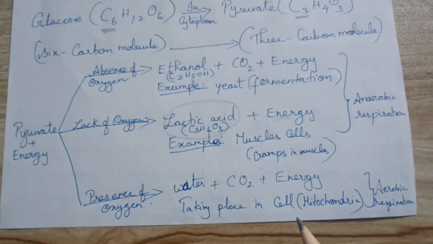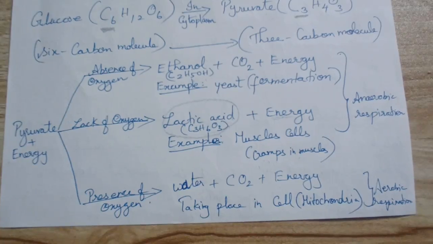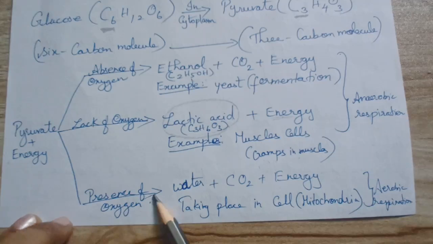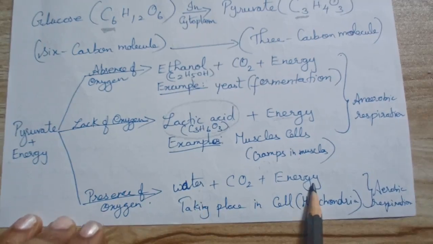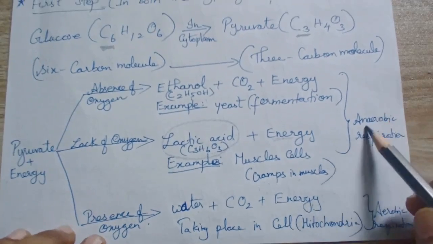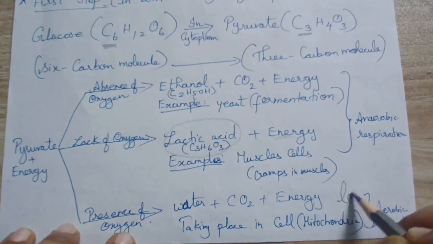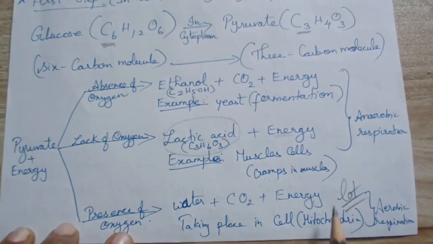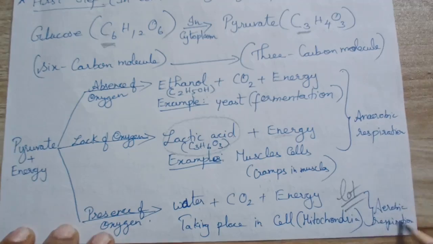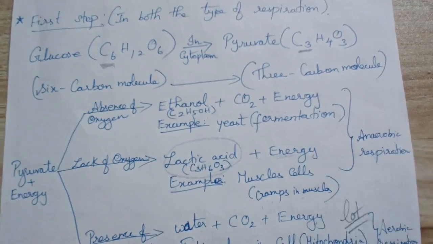Okay, next, in the presence of oxygen, where does it take place? It takes place in the cell, in the powerhouse of the cell, that is the mitochondria, where the pyruvate is, in the presence of oxygen, converted into water plus carbon dioxide plus a lot of energy. When compared to anaerobic respiration, a lot of energy will be released in aerobic respiration. Okay, so it is taking place in the mitochondria. This is aerobic respiration, and these two are anaerobic respiration.